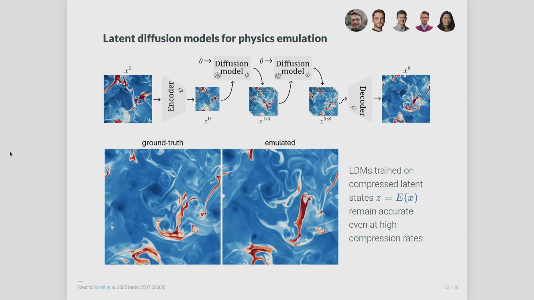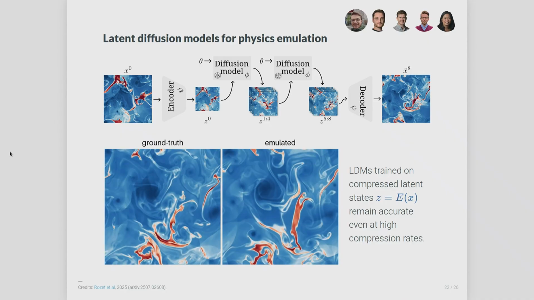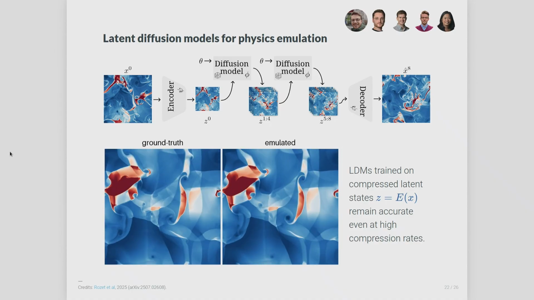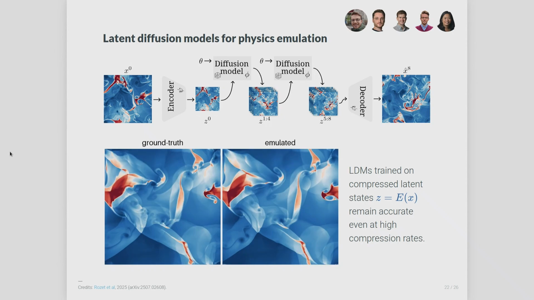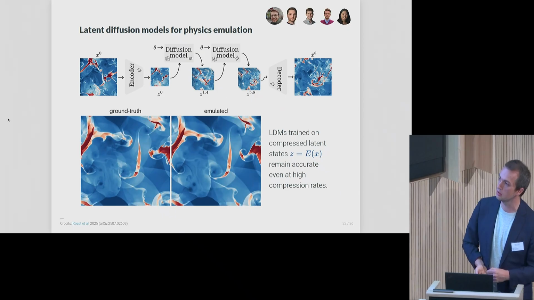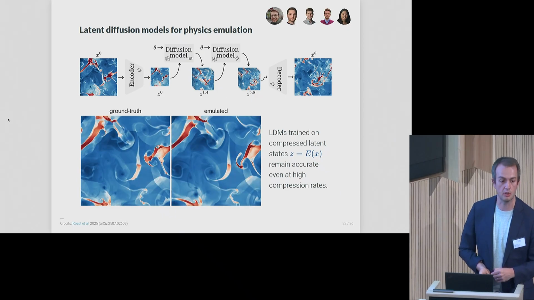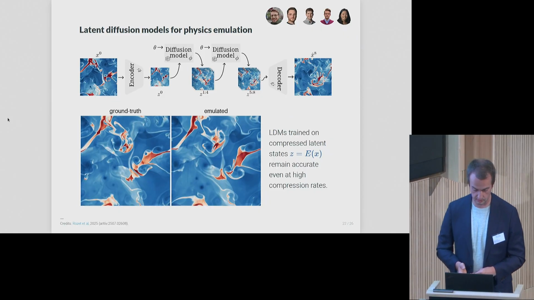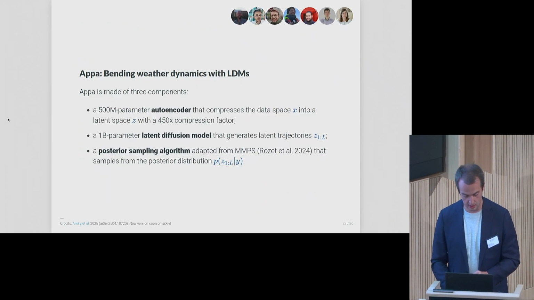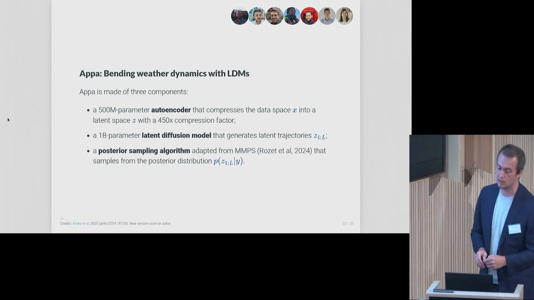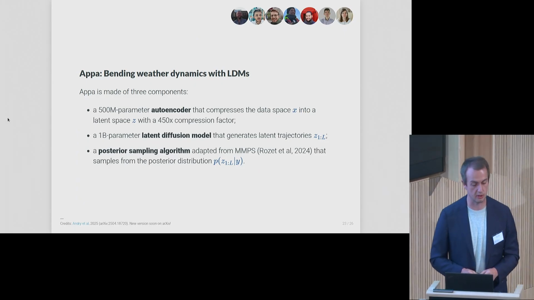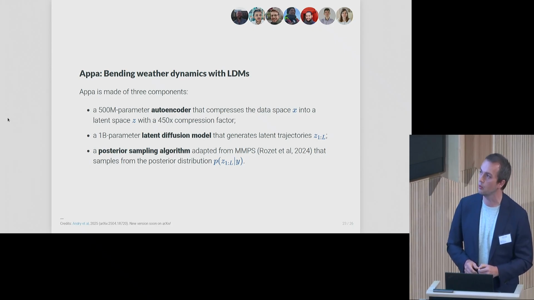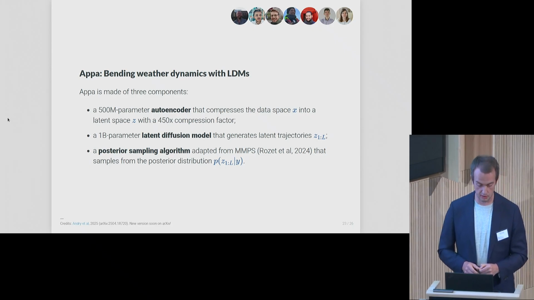And what we discovered in a recent paper is that these latent diffusion models remain quite accurate. You see a video comparing some ground truth simulation and the one that we emulate, even with very high compression rates. So this is the approach that we have used recently in an update of a model we've been working on, which we have called APA. And so APA is a weather model based on a latent diffusion model.